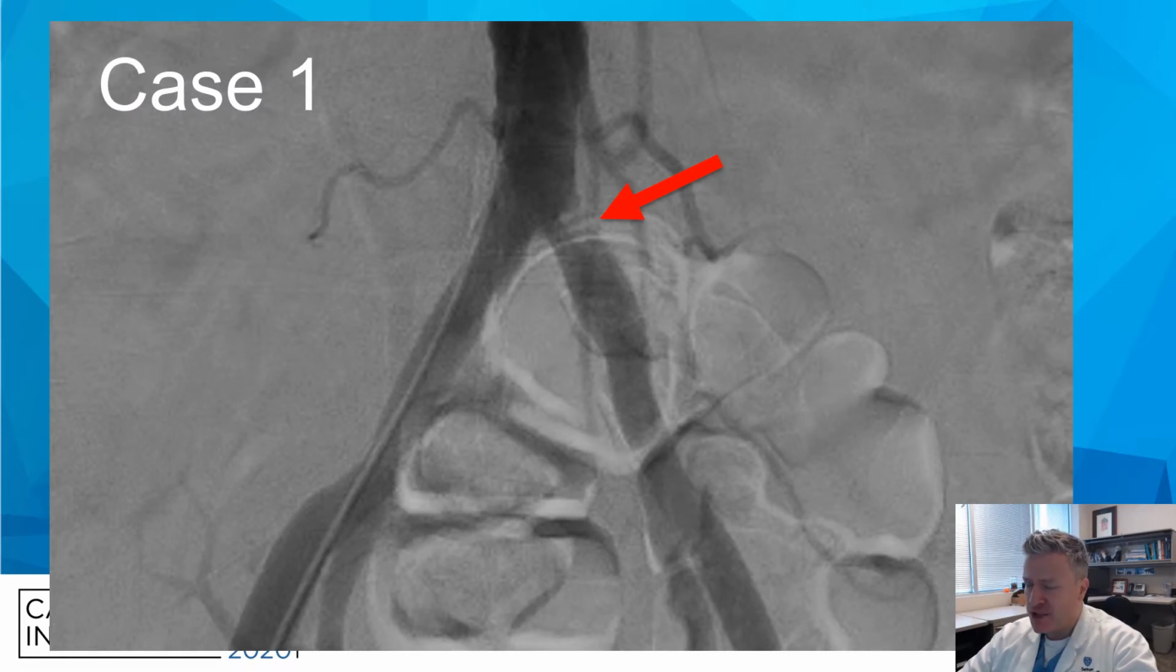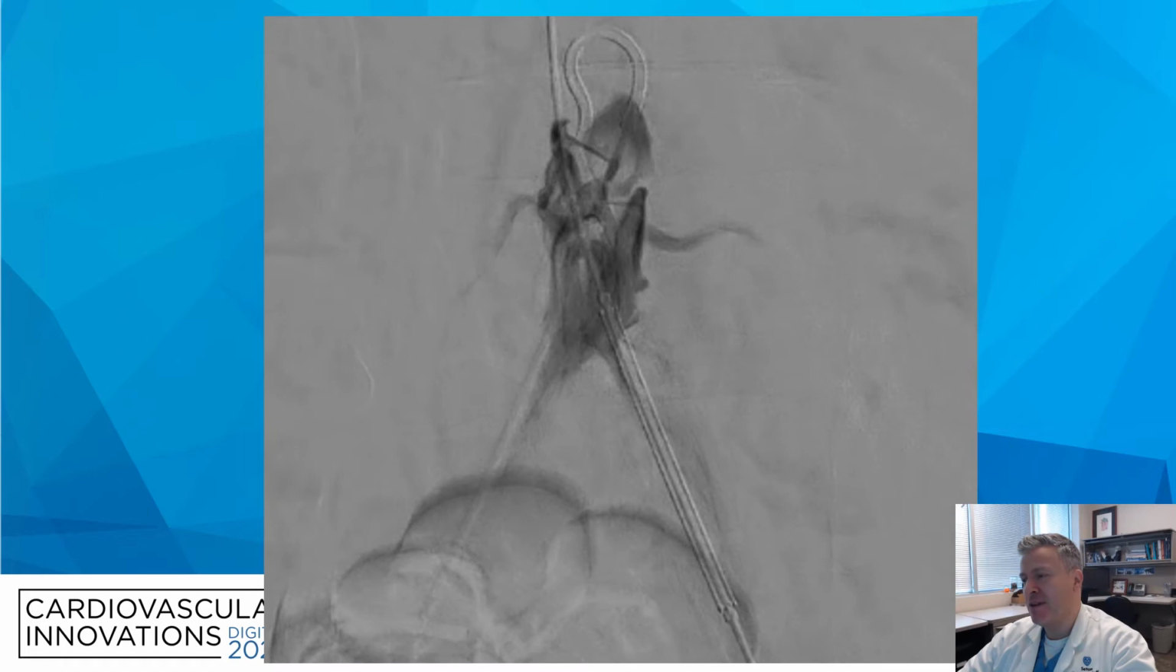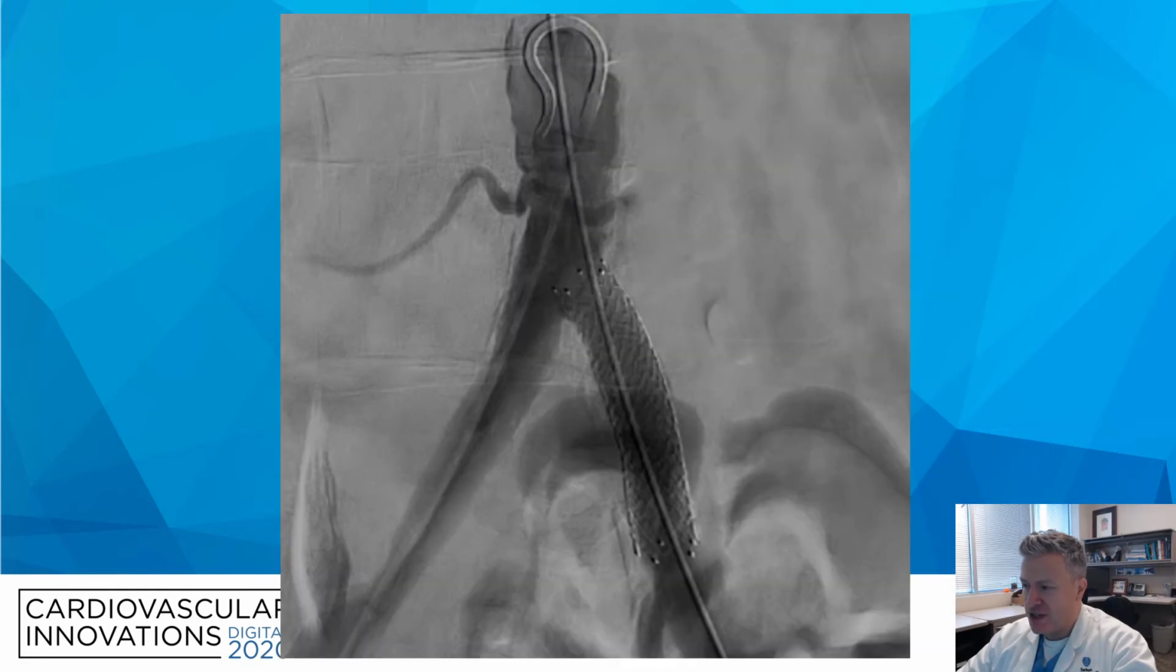So case 1 was a gentleman with severe left lower extremity claudication, and he had this discrete ostial left common iliac artery lesion. Thinking about therapies for this focal lesion, there was absence of contralateral disease. The consideration was, is it possible or appropriate to, quote-unquote, stick the landing at that common iliac artery origin? And so we used a balloon expandable stent to allow for precision deployment. We had an omniflush catheter up from the other side, which allowed us to visualize exactly where the origin was, allowing us to optimize position of our stent.